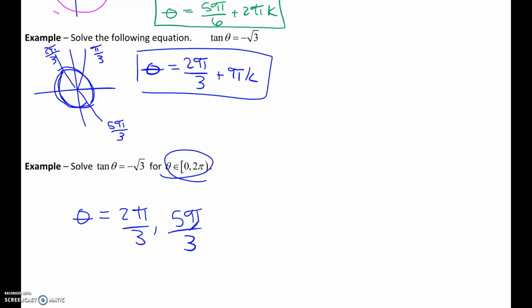So we could ask for all solutions, right? So solve the following equation. We just want to find all the solutions. Or we can restrict it and say we solve that equation within that domain.